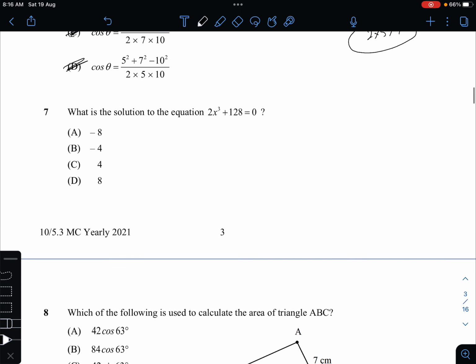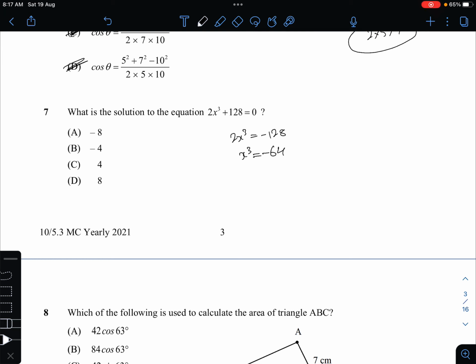Now 7. What is the solution to the equation 2x cubed plus 128 equals 0? So to do this, I would just go rearranging straight off the bat: 2x cubed equals negative 128. And then you just divide both sides by 2, x cubed equals negative 64.